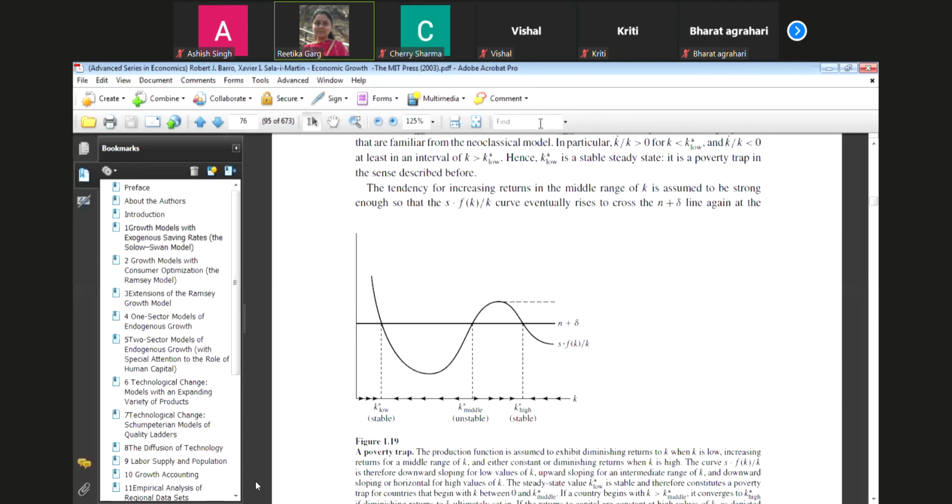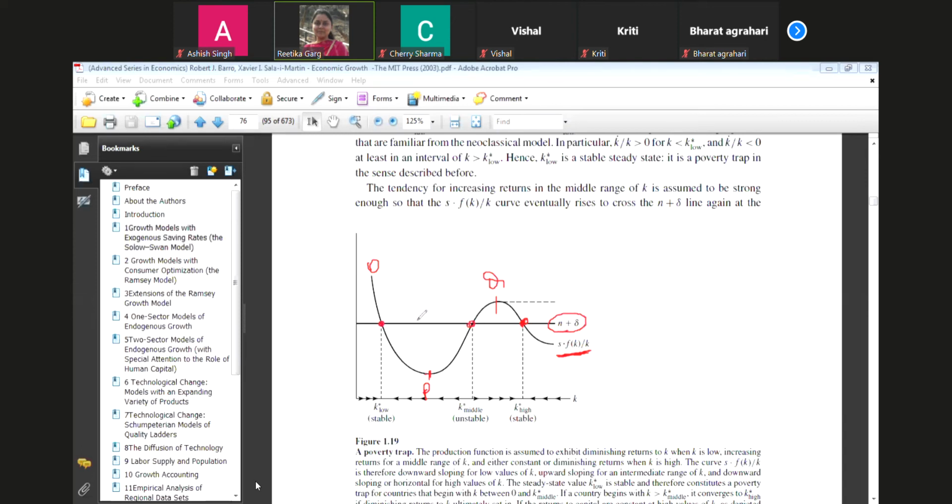So you'll have O here, somewhere here. Then you'll have P here, Q here, and then there are two possible cases beyond Q. Now, our objective was to look at the intersection of this SFK by K and N plus delta lines, and those would give us steady state points. So you'll get multiple steady states.